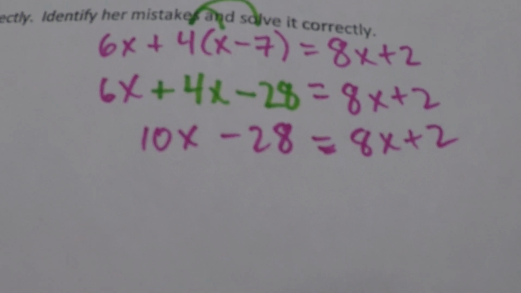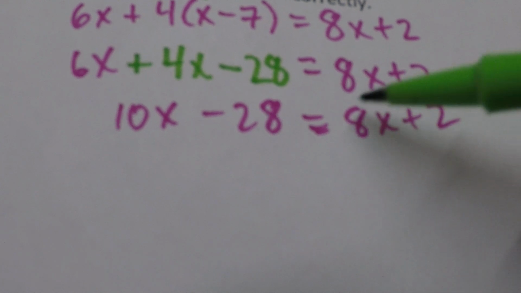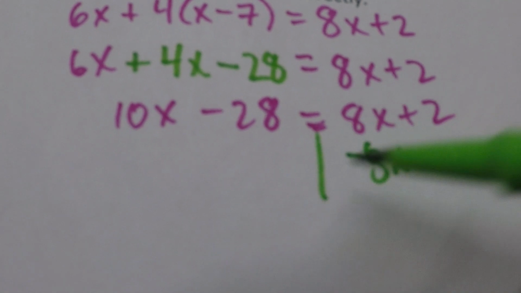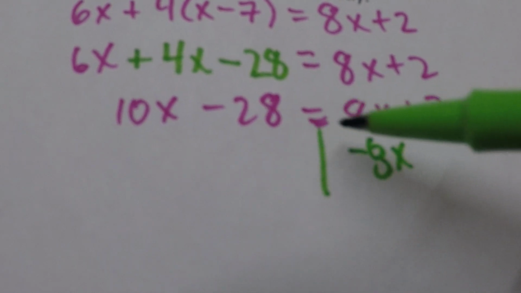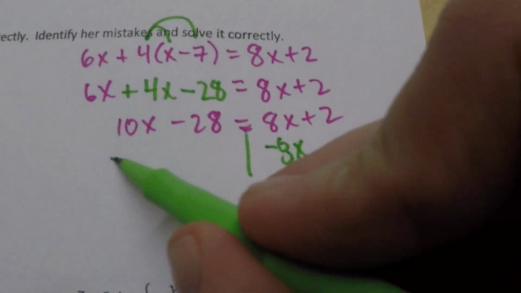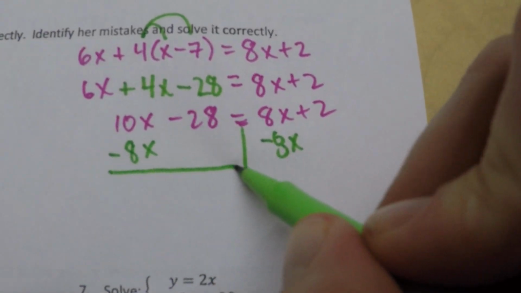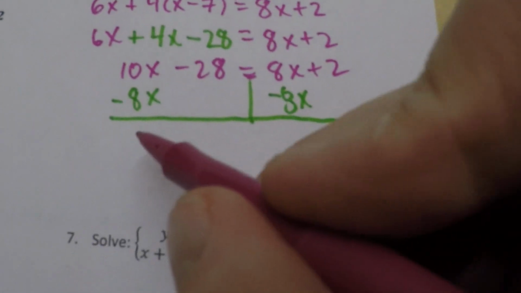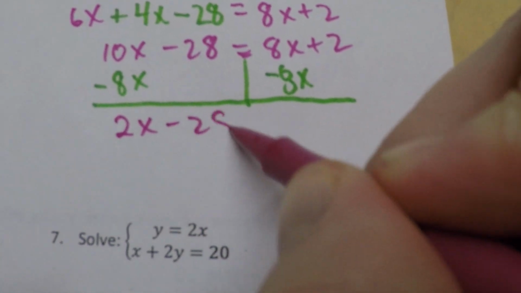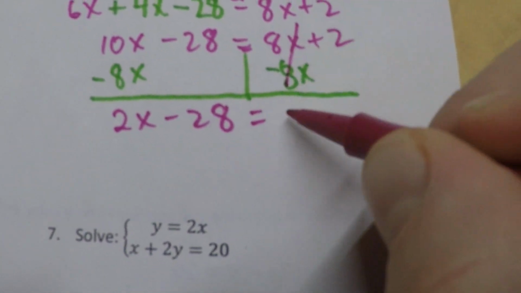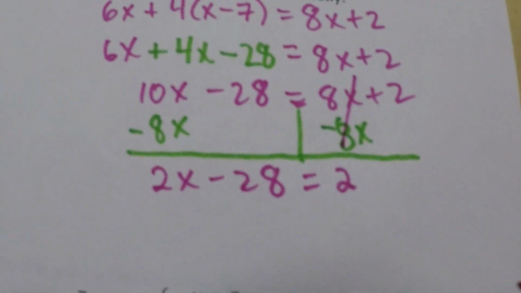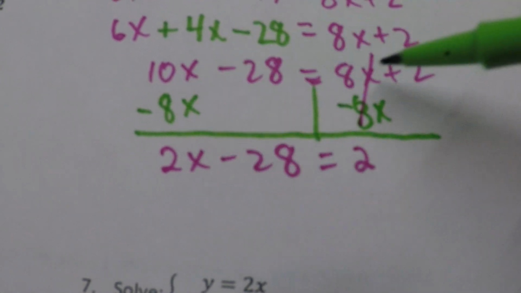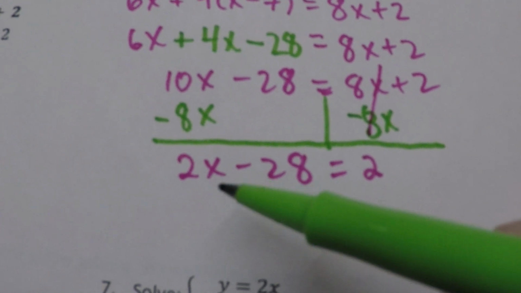Now I have to get x on only one side. So let's get rid of these 8x's. Let's take them away. I can only do that if I take it away from both sides of the equal sign. So I'm going to take it away from this side too. Okay. So then I get 2x minus 28 equals, these cancel, 2. Okay. I'm almost done. So now instead of having x on both sides, I have x only on one side. So I want to get that x alone.